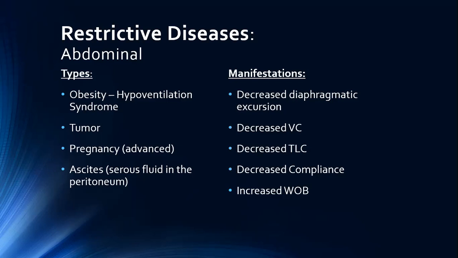All right. Ascites. Okay, so how does it manifest? Abdominal restrictive diseases manifest with decreased diaphragmatic excursion, right? If you've got a lot of weight on your abdomen, it's pressing against your diaphragm. Your diaphragm cannot excurse like it's supposed to. The normal diaphragmatic excursion should be 1.5 centimeters in normal breathing. It can go up to 6 to 10 centimeters during labored breathing. But if your stomach is pressing on your diaphragm, then it can't extend that 1.5 centimeters, which makes it a restriction. All right, decreased vital capacity, decreased total lung capacity, decreased compliance, and an increased work of breathing. Same spirometry for all restrictive diseases, okay?